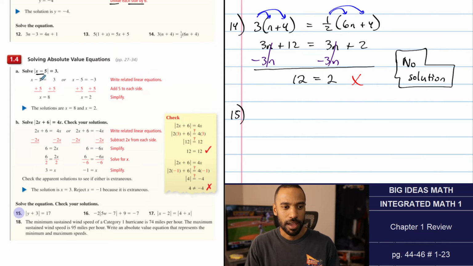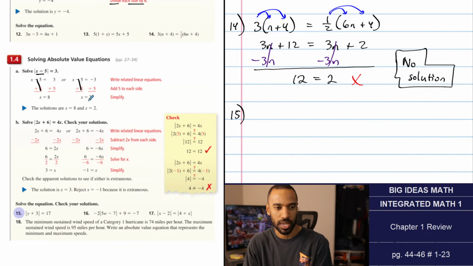If I add 5 to both sides of this equation, I'll get x equals 8. If I add 5 to both sides of this equation, negative 3 plus 5 is 2. x equals 2. The solutions are x equals 8 and x equals 2.